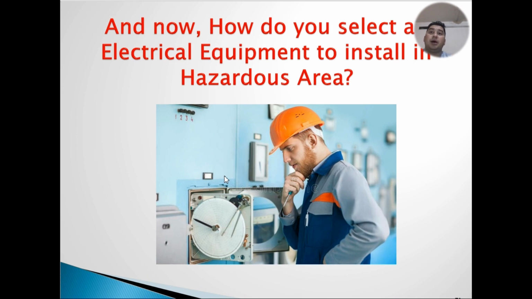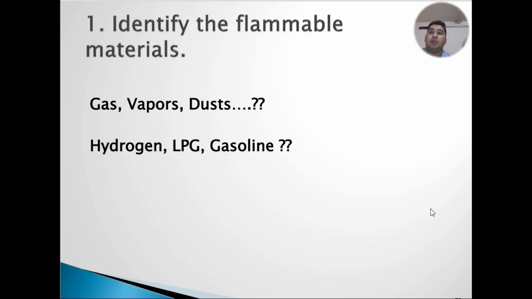Now, how do you select electrical equipment to install in a hazardous area? How will you check which electrical equipment you can install in a hazardous area? What you have to do: identify the flammable materials. As I already told you, you have to identify the area first of all, which zone you're going to use. And after that you have to identify the material: gas, vapor, dust, hydrogen, LPG, gasoline.